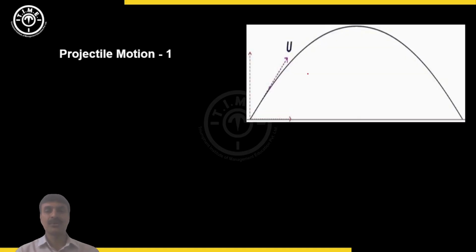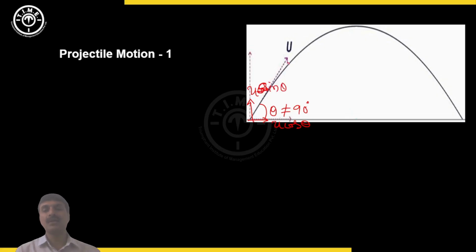See, when a body is projected with a velocity u making an angle theta with the horizontal which is not equal to 90 degree, this is called oblique projection. Body takes up a parabolic path like this. The initial velocity u can be resolved into components like u cos theta, and in the vertical direction it is u sin theta.